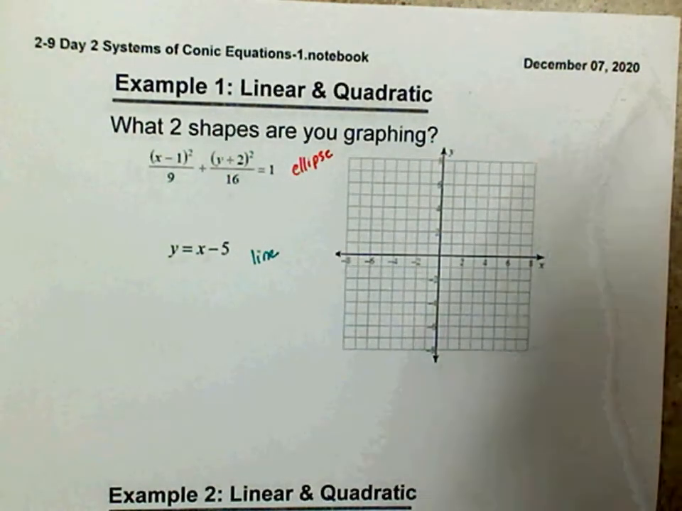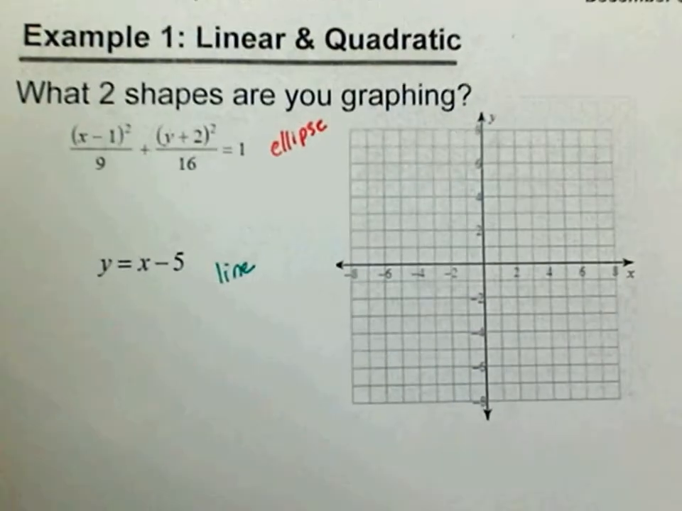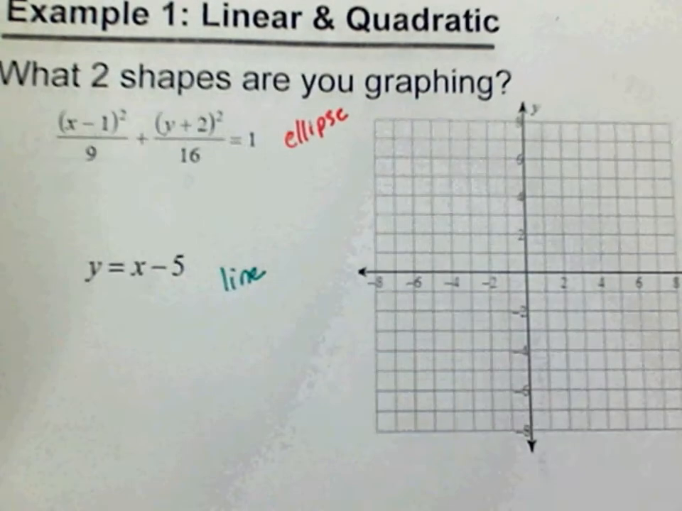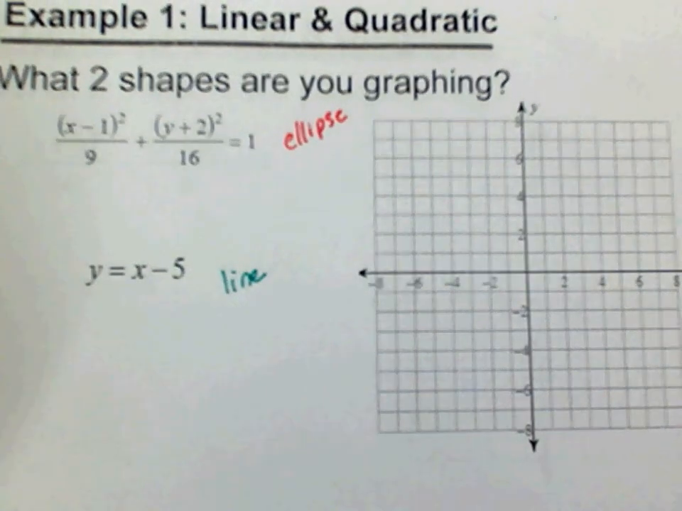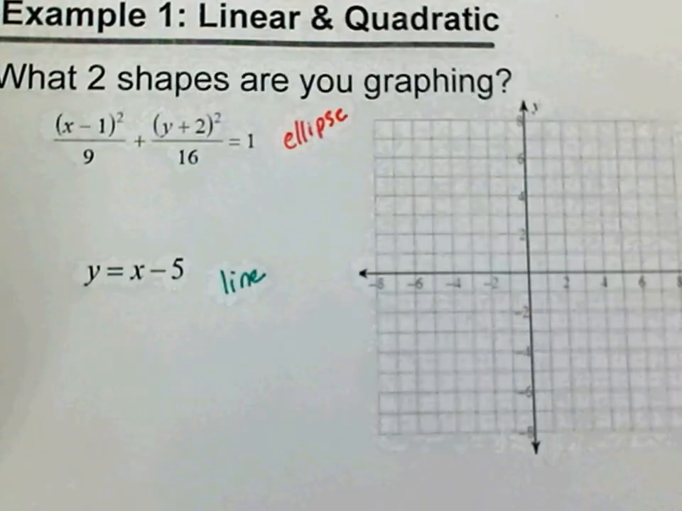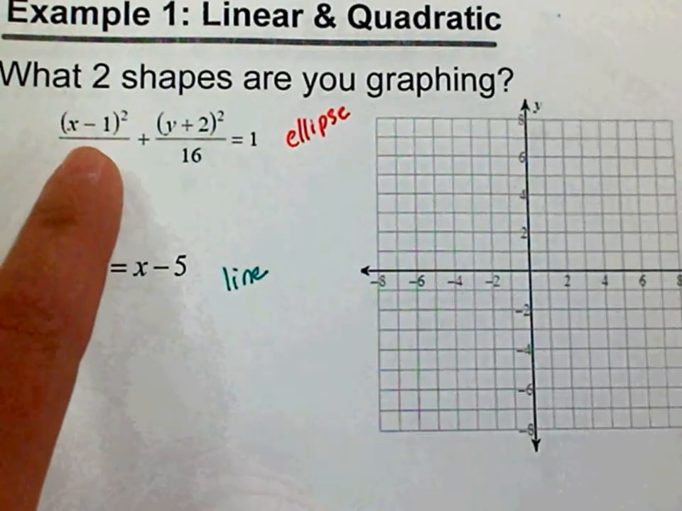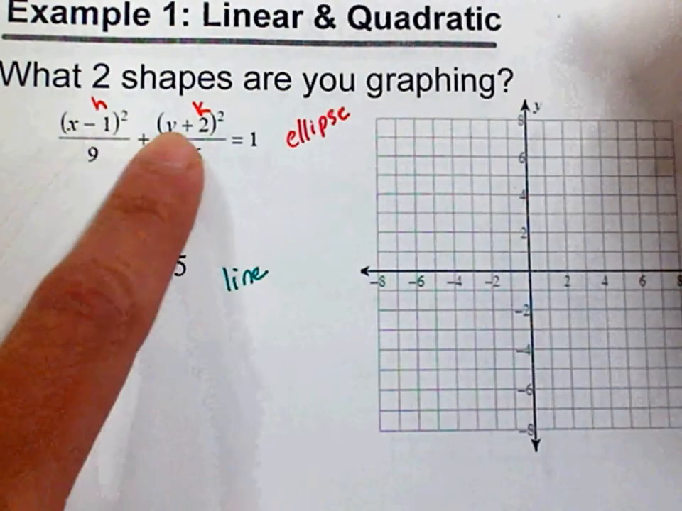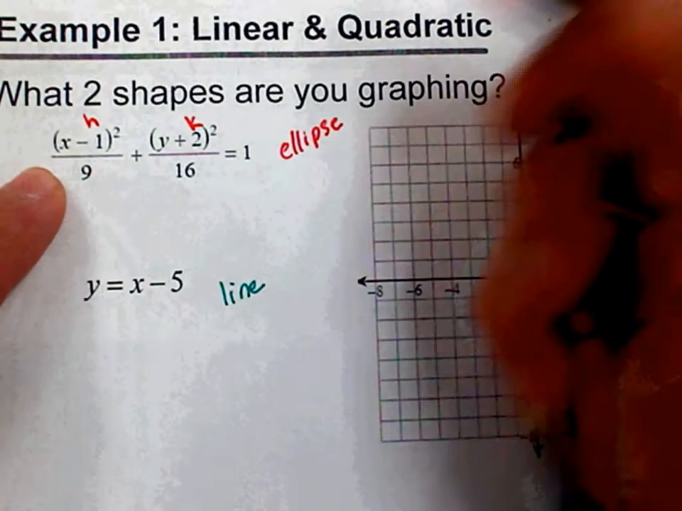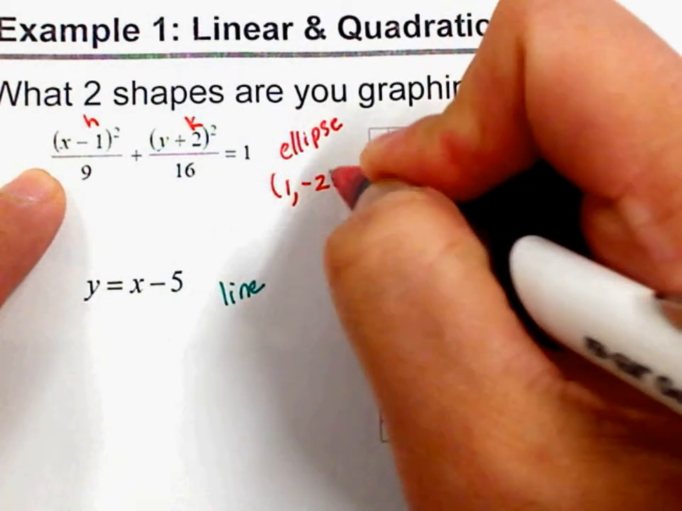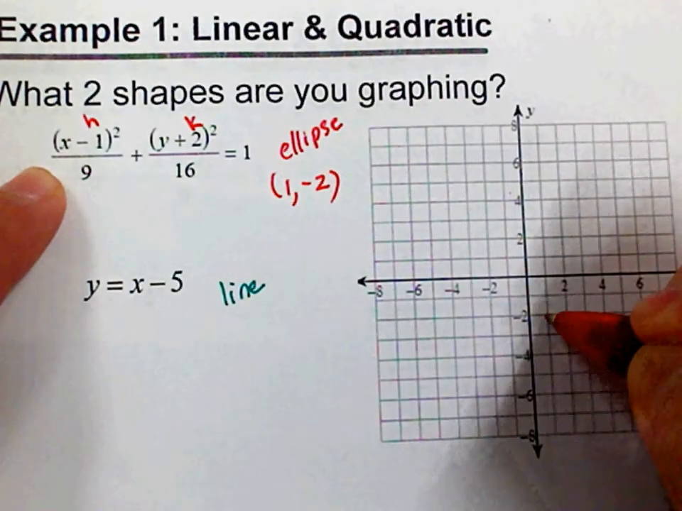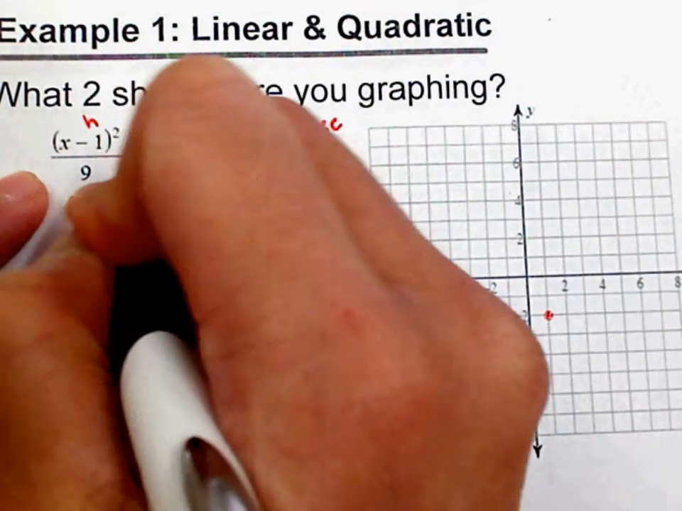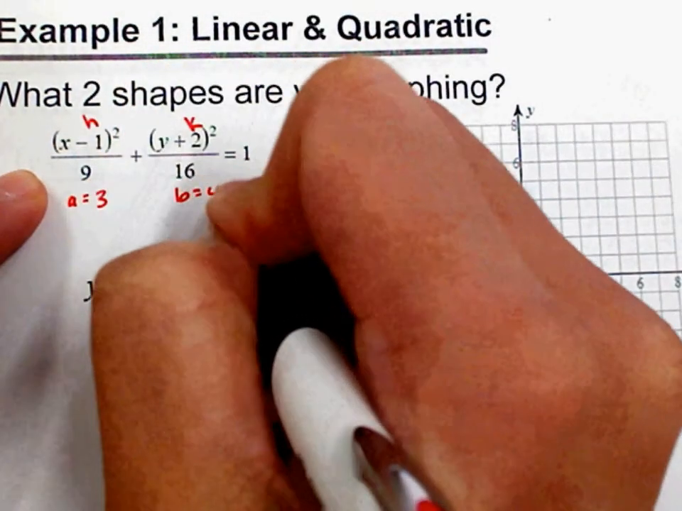All right, let me move this down a little bit. Hope you guys can see it better. And let's focus on that. Let's look at our ellipse. Your H and your K. Remember, H goes with X, K goes with Y. So your center is 1, negative 2. So we're going to go to positive 1, negative 2. Your A is 3 and your B is 4.